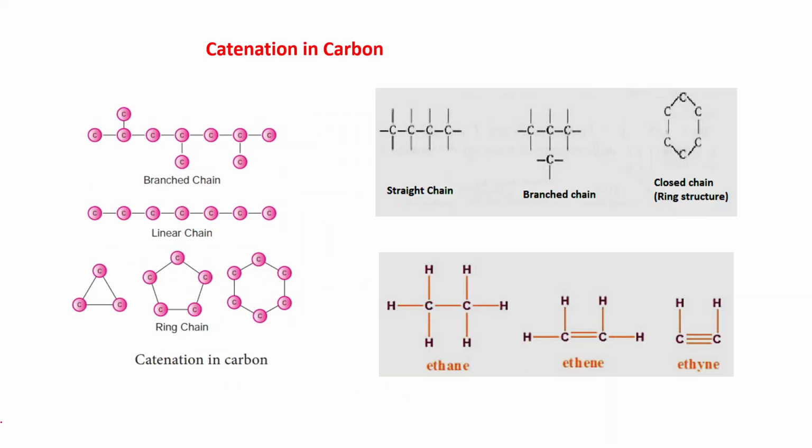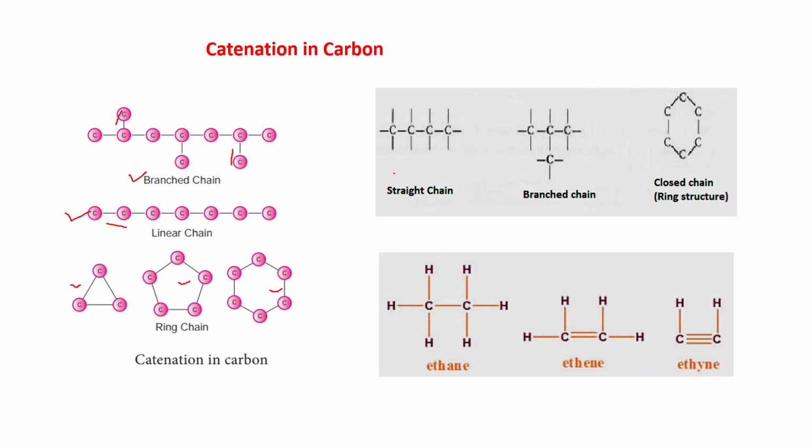Now, some examples: what is the straight chain, what is the branch chain, what is single bond, and what is double bond. You can say in this case, this is a linear chain. Carbon is linked to each other. This is a branched chain. This is branching. And in this case, this carbon is in the ring structure or in the cyclic structure. These are the ring compounds.